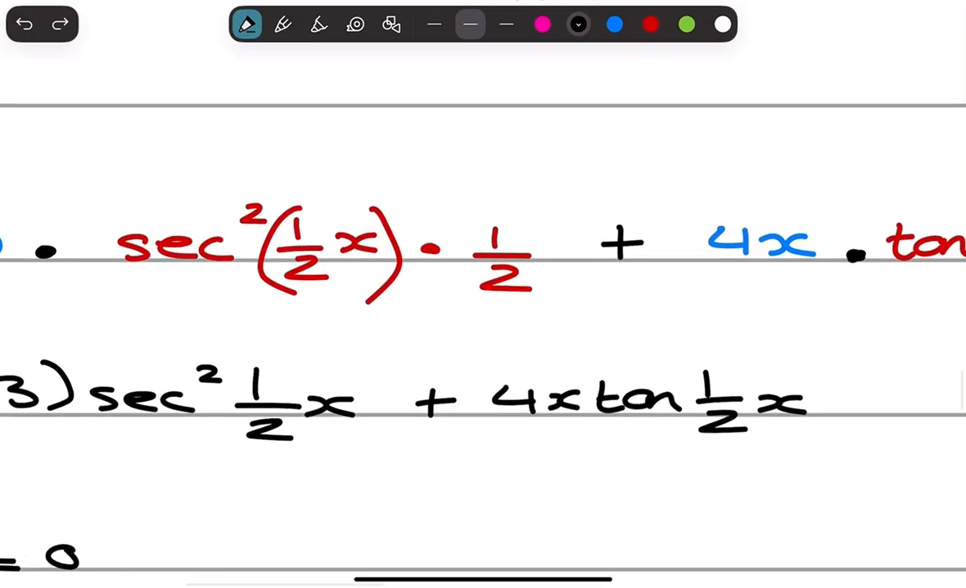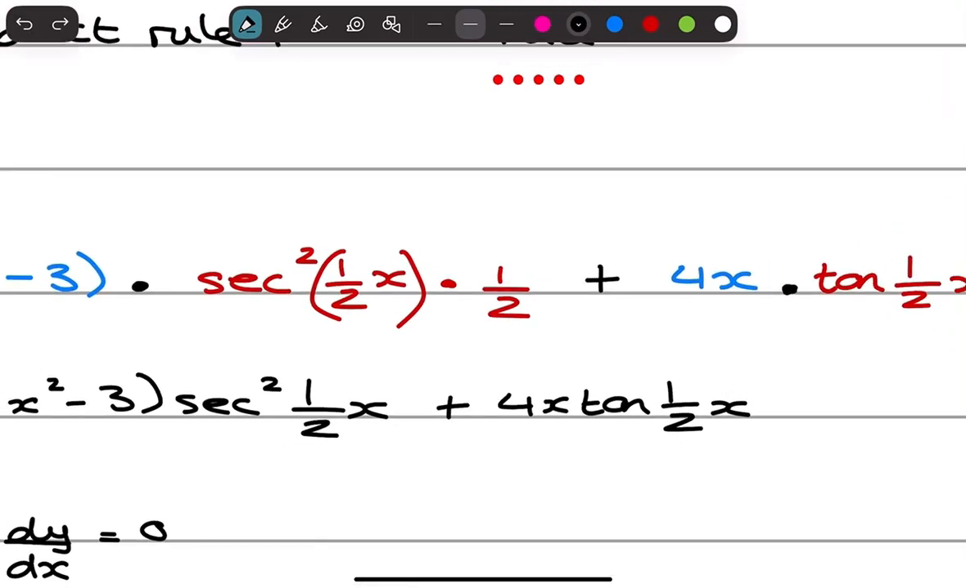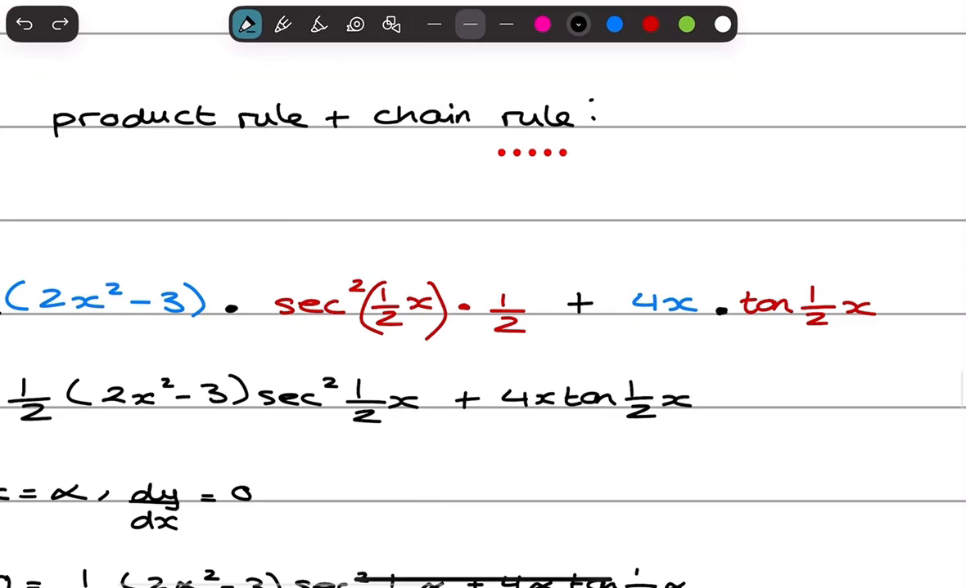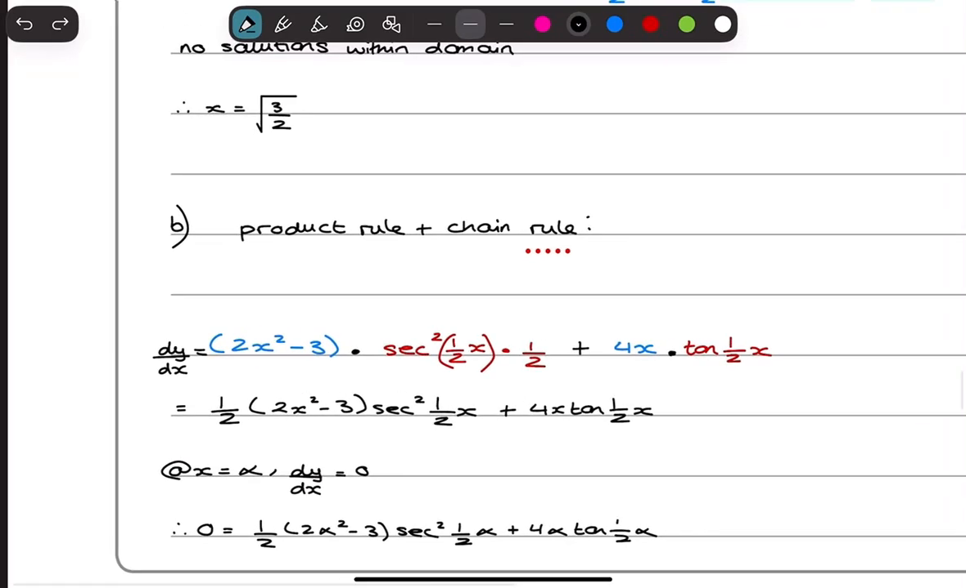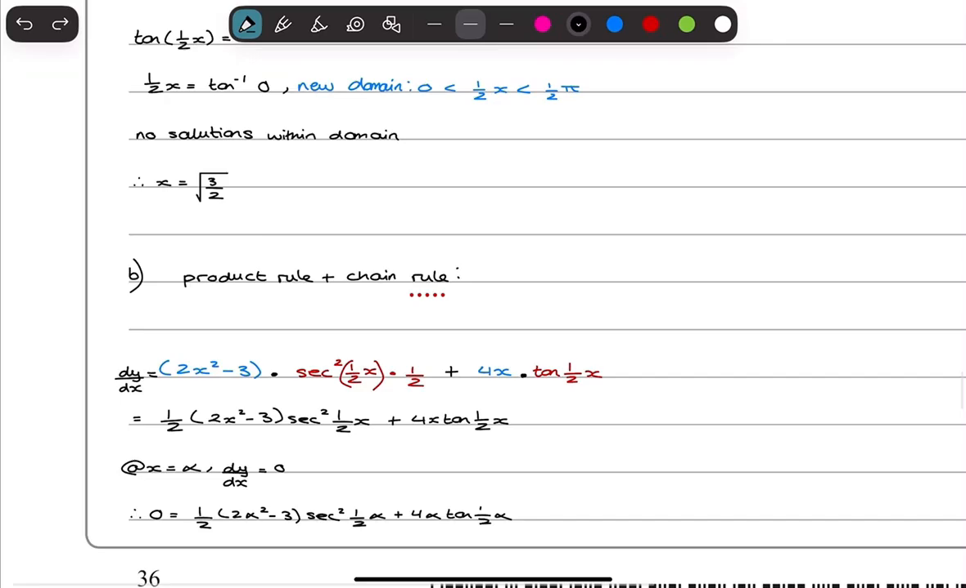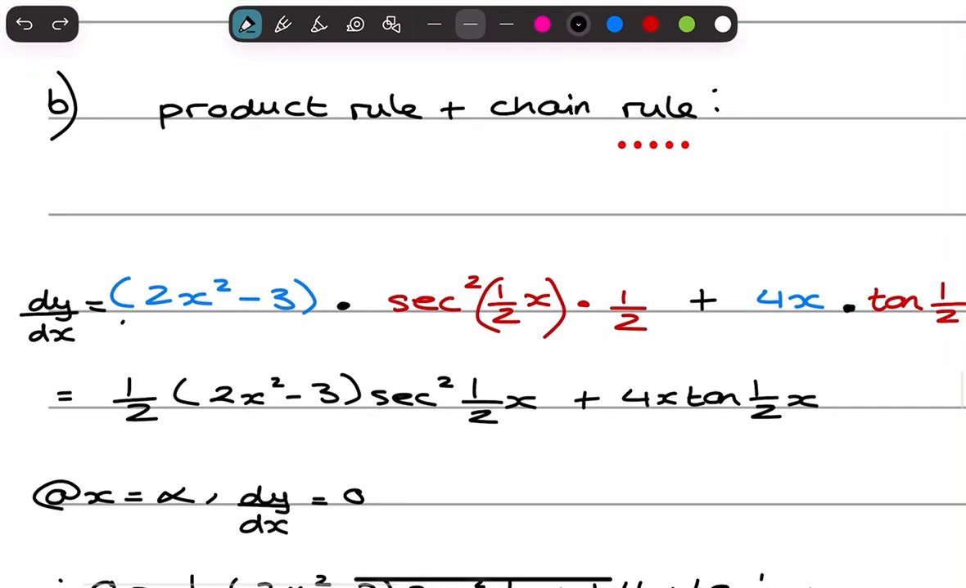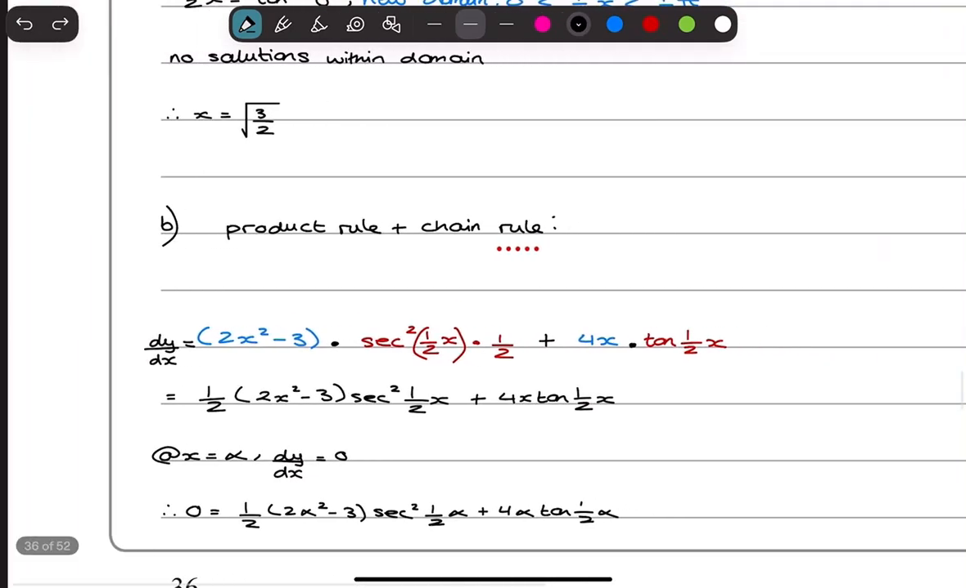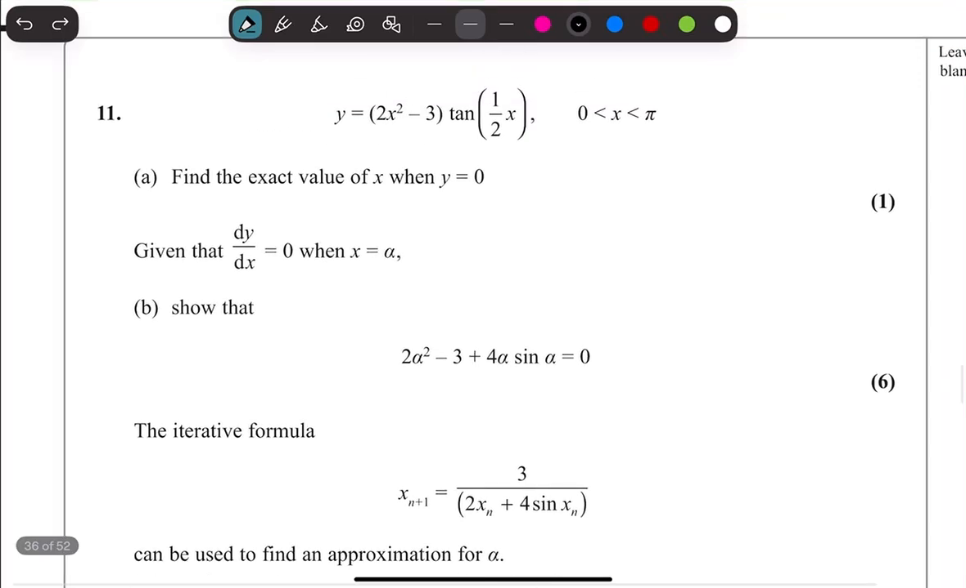So what I mean by that is we had sec squared a half x, and then when you differentiate a half x, we just get a half, right? And then you times a half by this thing here, and you end up with a half sec squared a half x. So that's the first part of the product rule. The second part now is just doing the opposite. So you differentiate this, and then you leave the tan a half x the same.